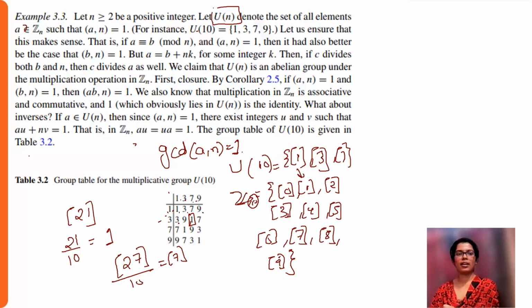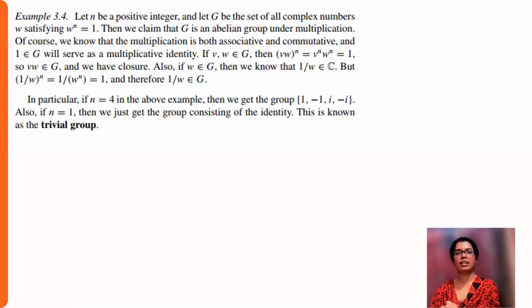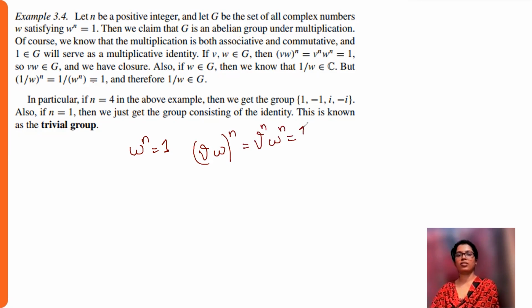Okay. Now the last example is the collection of all the complex numbers W for which W to the power N is equal to 1. This will form an abelian group with respect to multiplication. For example, if you have V and W, then VW to the power N is V to the power N times W to the power N, which will be equal to 1. So we get closure. We will also get an inverse element in the group, since 1 over W to the power N is 1 by W to the power N, which is equal to 1.